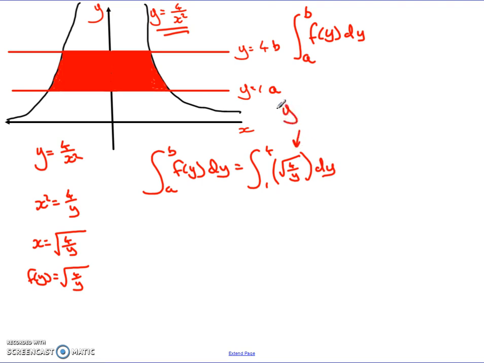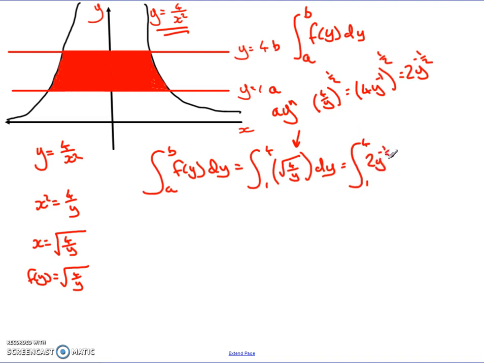So something a times y to a power. Well, square root of 4 over y can be written as 4 over y to the half. Bring the y up and I can write that as 4y to the negative 1, all to the power of a half. And if I then take the half into the bracket, that gives me 4 to the power of a half, so square root of 4, which is 2. And then that becomes y to the negative a half. So I can write this as the integral from 1 to 4 of 2y to the negative a half dy. So I've now got the function in an integratable form.